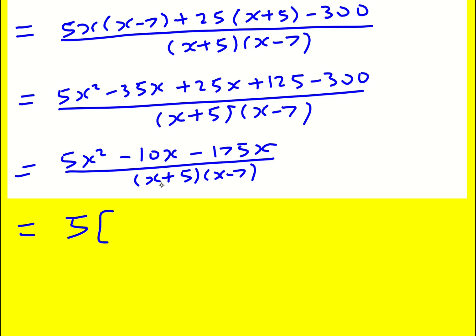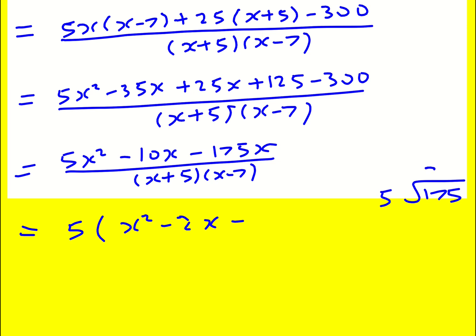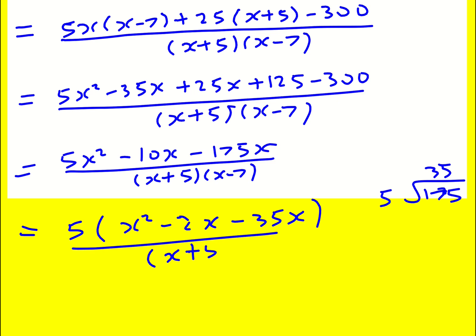Let's leave it like this. 5 times x squared minus 2x. How many 5s go into 175? Well, I could reach for my calculator, but it's going to be 35. And I'm betting this quadratic factorizes to what is on the denominator, but let's just be careful.